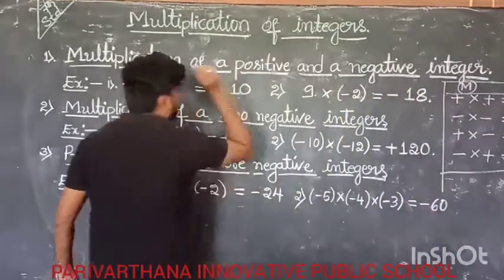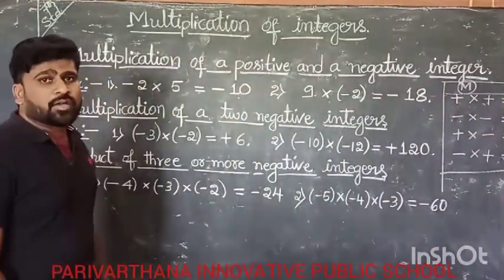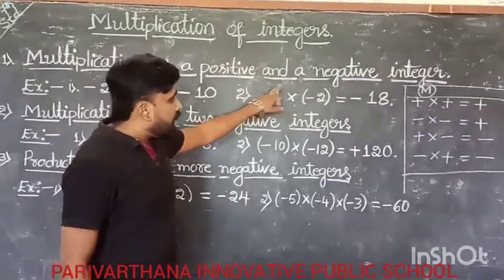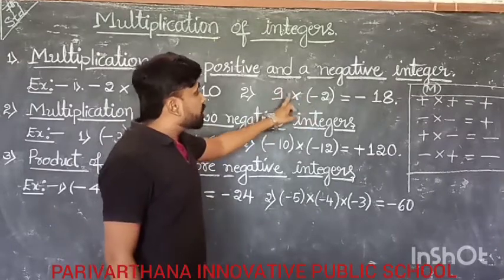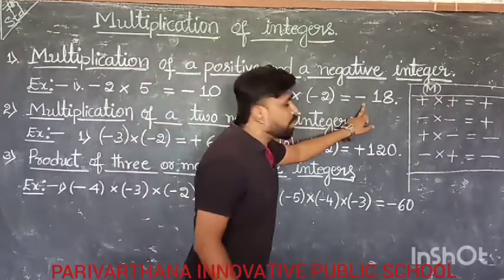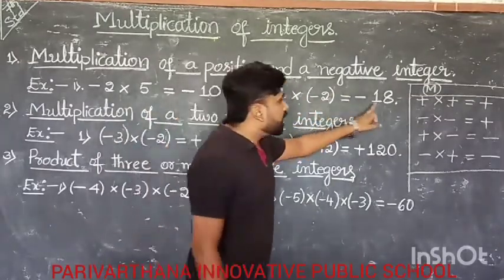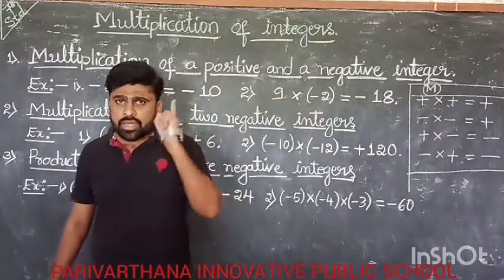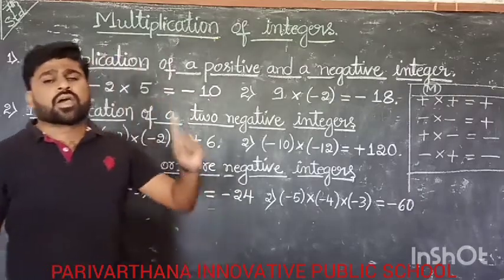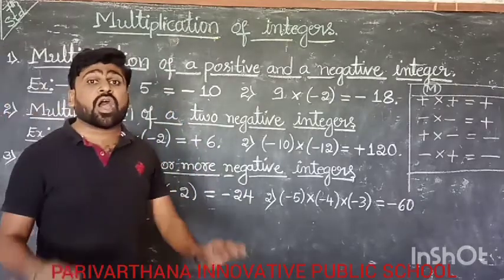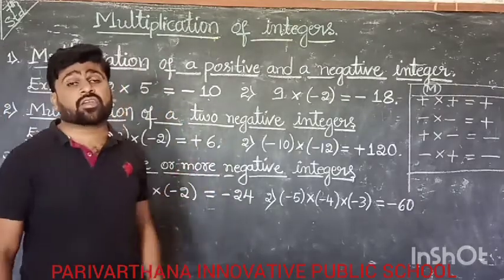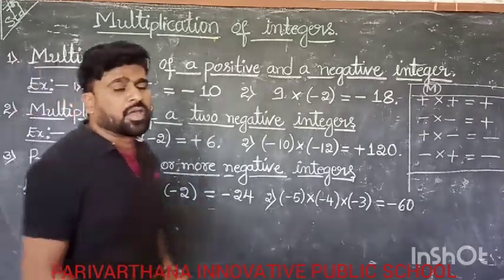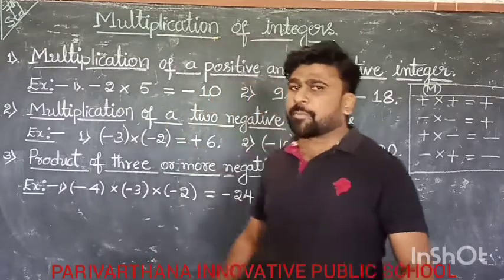See, minus into plus, answer is minus. 5 2s are 10. Clear? Regarding the second example, it is plus into minus, answer is minus. 9 2s are 18. One integer is positive and the second integer is negative, the answer is always a negative integer. This is the first point you have to remember regarding multiplication.